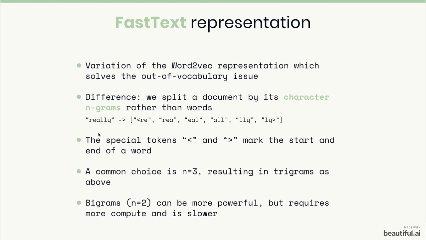So a common choice, we saw here that I was taking trigrams, like n was equal to 3, and that is very common and is usually the standard. We can, however, also use bigrams to use 2 characters at a time. That can be more powerful, but it requires more compute because we will suddenly just have more n-grams to deal with. So it's a bit slower.